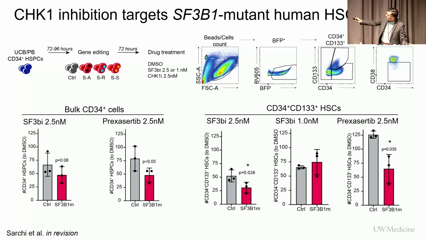But if you look at the phenotypic stem cells that are marked in culture, when treated with the splicing inhibitor, this inhibitor is actually quite toxic to normal stem cells. So it's very difficult to fine-tune and find the right dose that would be effective. I think that tells us a little bit about using these compounds in patients. Whereas when you treat with the CHEK inhibitor, prexacertib, normal stem cells really don't care about it, and it's selectively acting on these SF3B1 mutant cells.